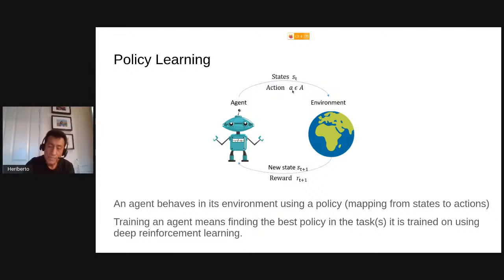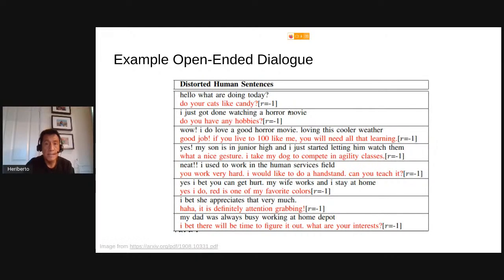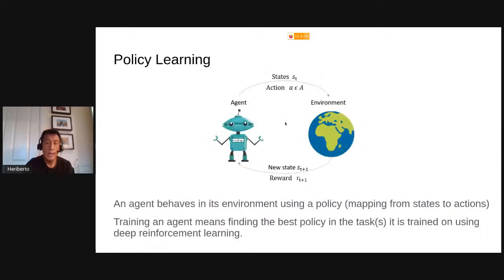Okay, so now let me go back to these conversations. That's why I have here R with a plus one for those sentences that make sense as stated by humans, and those that make no sense as chosen randomly. Again, because I want my agent to distinguish human sentences from those that are not human, and then I'm going to try to train a policy or a strategy.